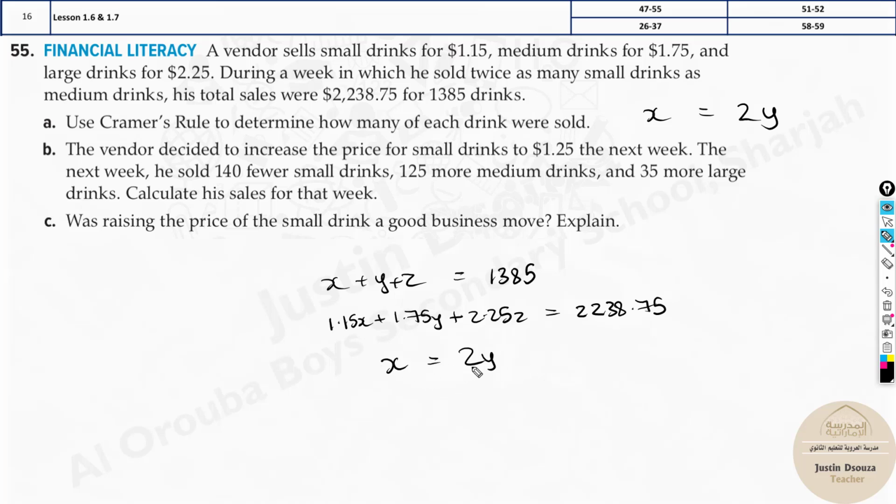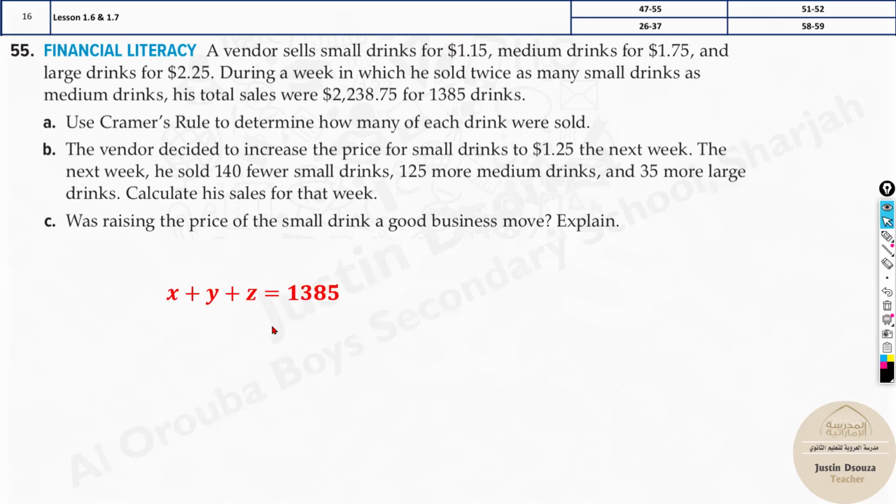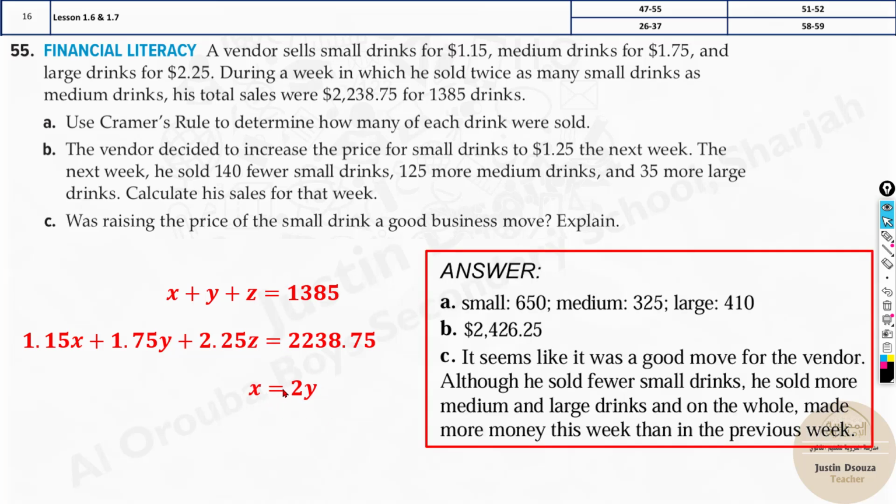And now here we can't write the last equation like this. We have to write x minus 2y plus 0z is equal to 0. Now we have 3 equations we can use Cramer's rule and solve it up. So you can use over here, see these are the three equations. You need to rearrange the last one. And then if we solve this up, we get small as 650, medium as 325 and large as 410.